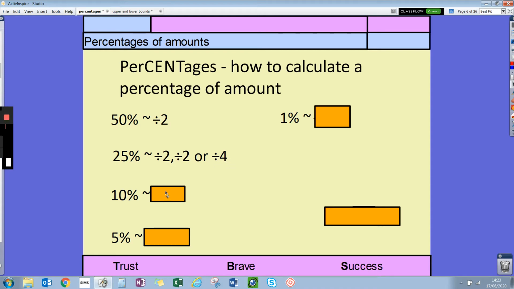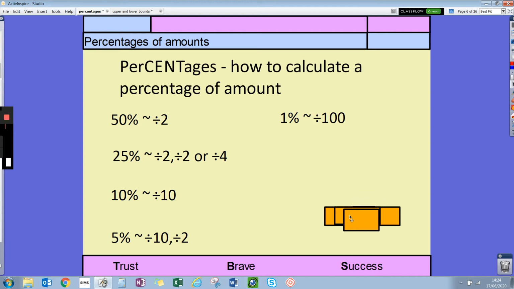10% fits into 100 10 times. So to find what 10% of an amount is, you divide by 10. 5%, you divide by 10 and then you divide by 2. And then 1%, you divide by 100.